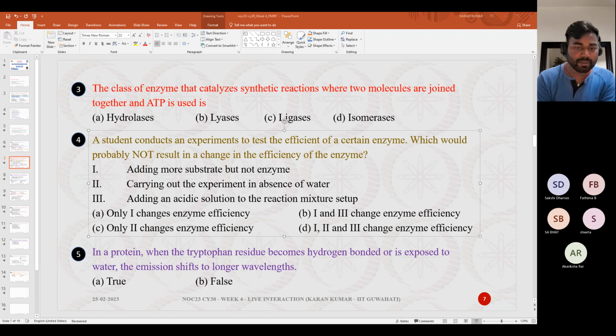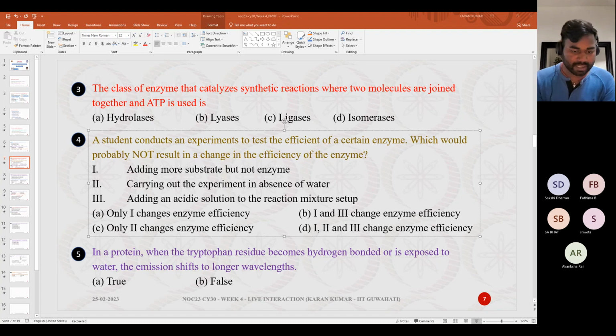So adding more substrate will affect the enzyme efficiency. So all three will change the enzyme efficiency. Option D is correct. Is it clear? Now coming to the next question. In a protein, when the tryptophan residue becomes hydrogen bonded or is exposed to the water, the emission shifts to a longer wavelength. Is it a true statement or false statement?